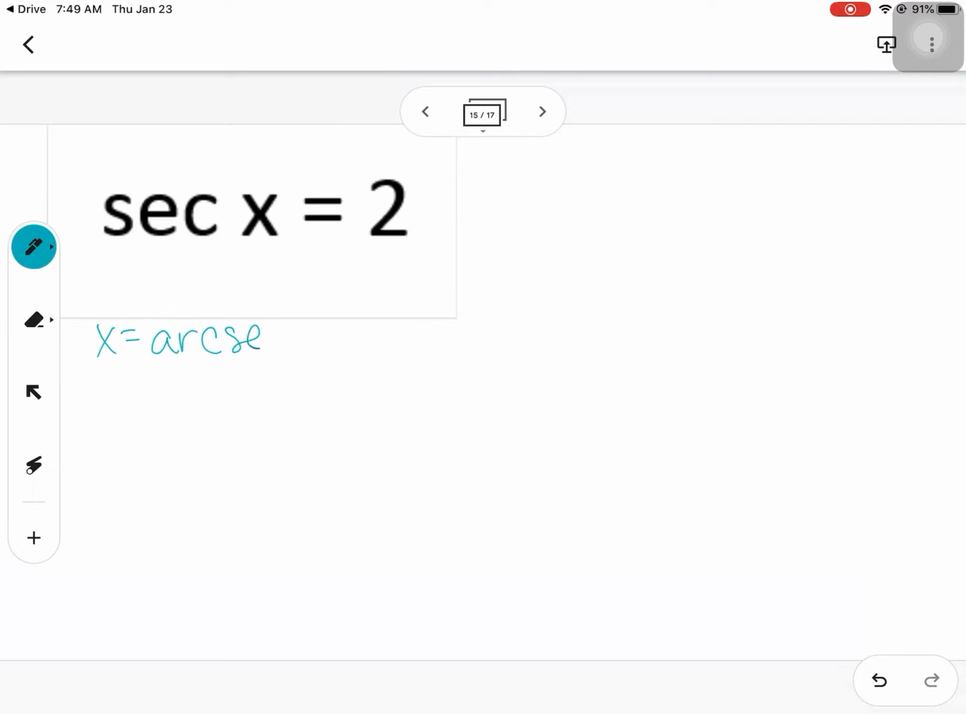To isolate it, I'm going to do the arcsecant of, and I'll write it as 2/1. If you would rather change it to its reciprocal, you can absolutely flip this to be cosine of x equals 1/2. That's really just your preference. Then when I'm looking at this, secant, again, is the reciprocal of cosine. So it's h/a. So I need a hypotenuse of 2, which is going to be my 30, 60, 90.